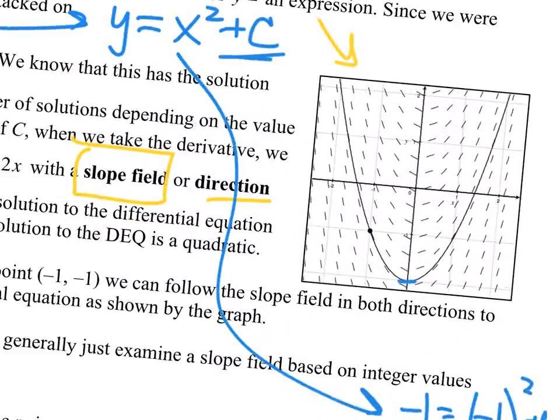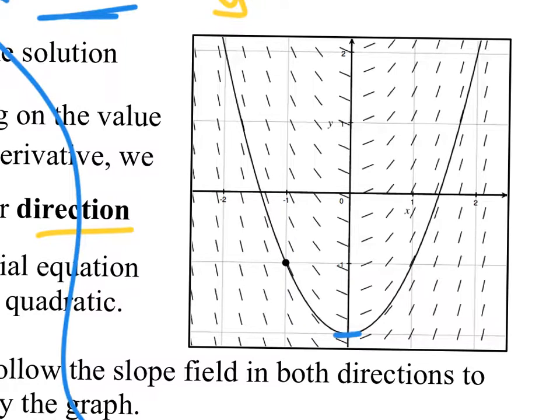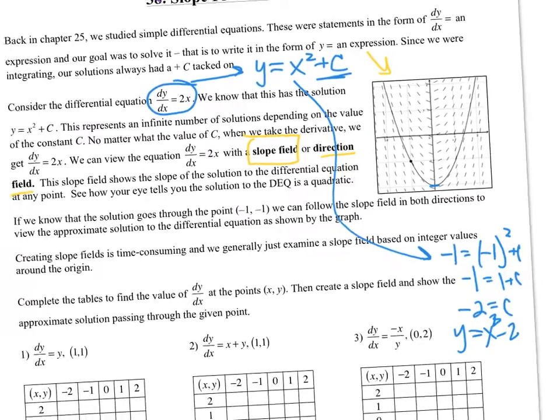But you don't have to do all this stuff, because all you have to do is find (-1, -1), plot it, and then follow the slope field. You've got to go through this point though. The slope field is going to push you, pushing you up and over to make the parabola x squared minus 2.